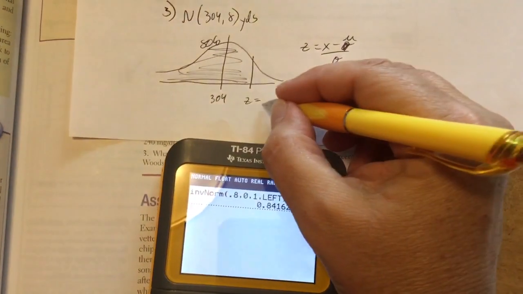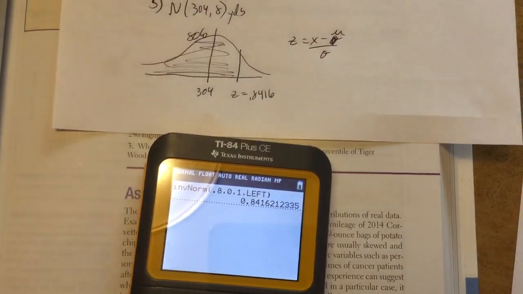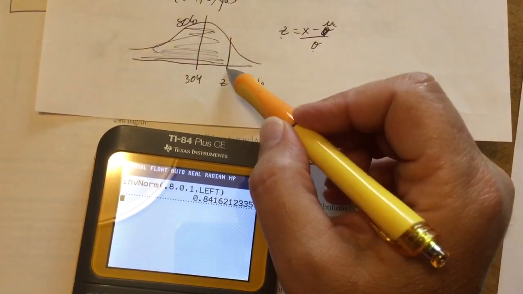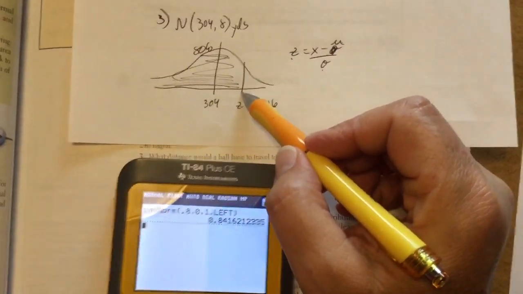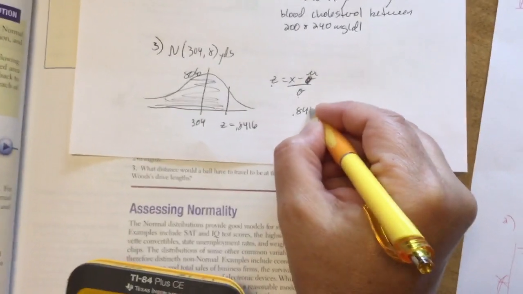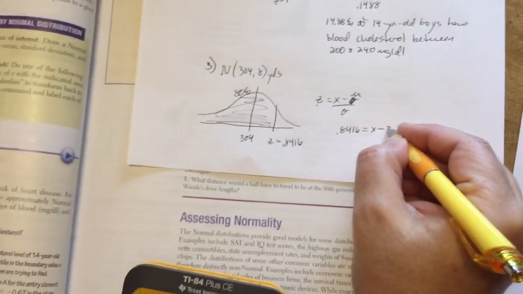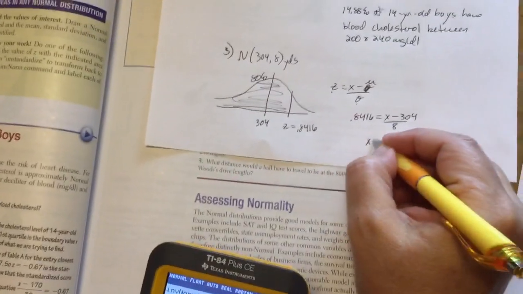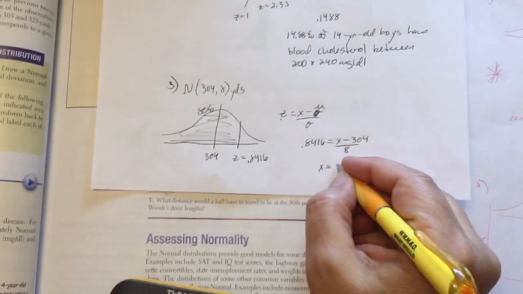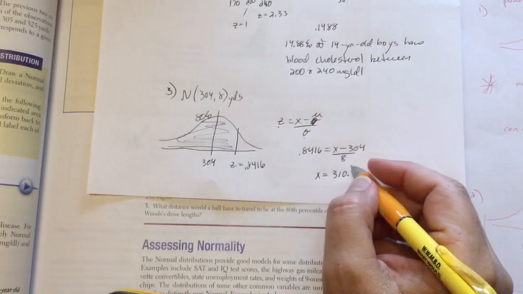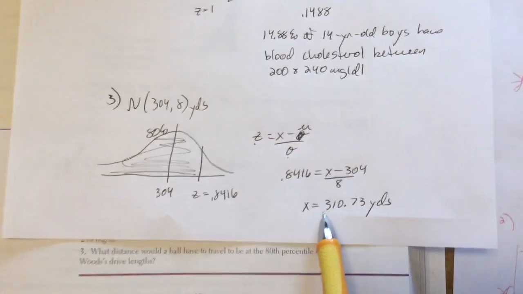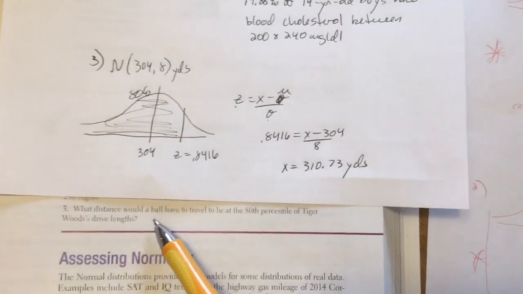So I have a z-score of 0.8416, okay? So if I take that z-score and put it in the formula with the mean and the standard deviation, I'll solve for the x, and then I'll have the length of that shot, or that drive, or whatever it's called. I don't know golf. Let's see, 0.8416 equals x minus 304 over 8. A little bit of algebra, multiply by 8, add 304, and we get something like 310.73 yards.